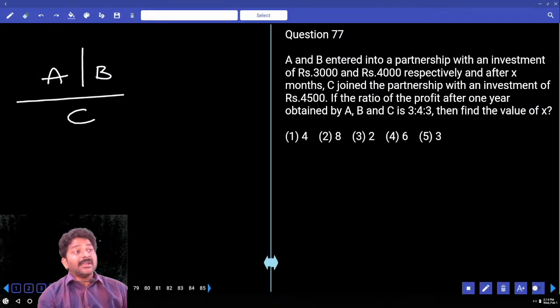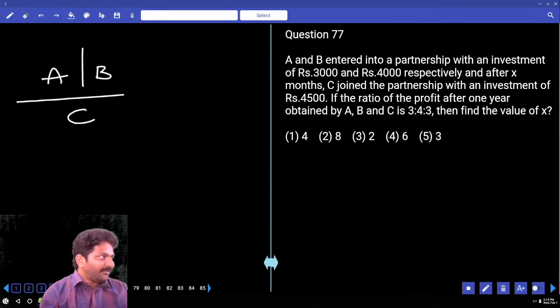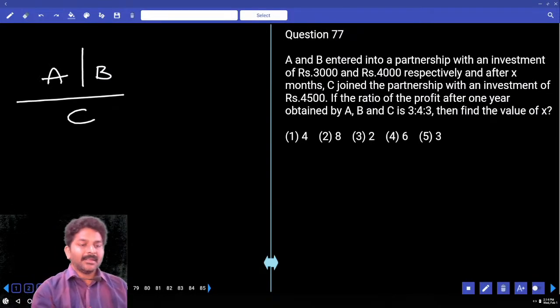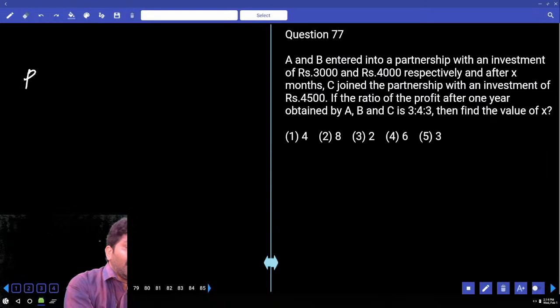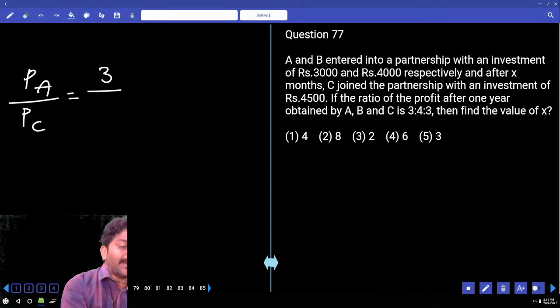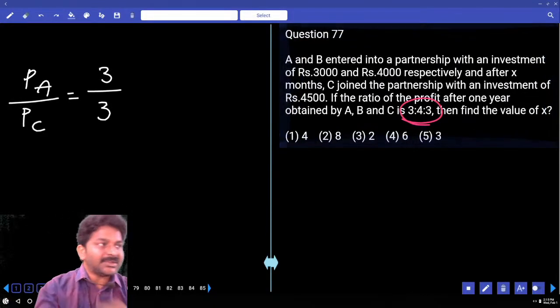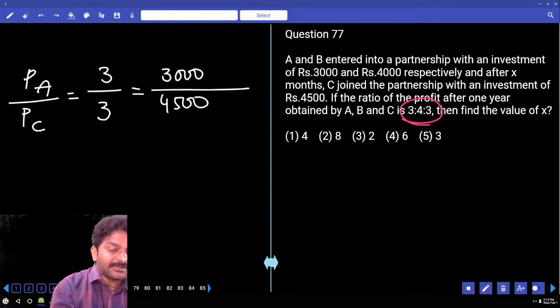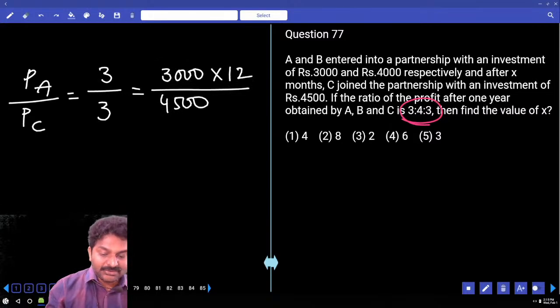In the numerator you can take either A or B because for either of them we have complete information. We know their investments and we know their time period because they are there from the beginning. Are you okay? Now whom should I take in the numerator, A or B? A. Then I will take profit of A by profit of C, which is 3 by 3. That is from the ratio. A's investment is 3000, C's investment is 4500. A is there for 12 months.